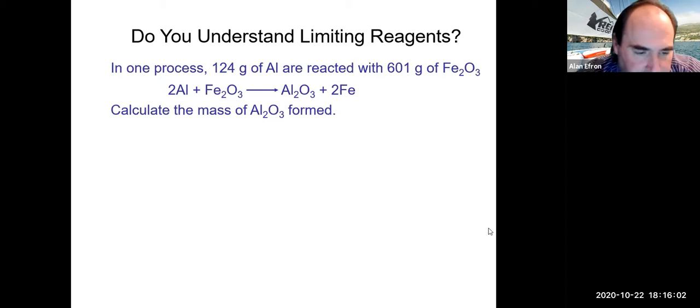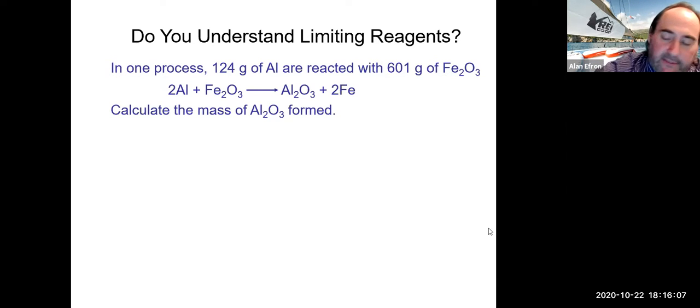All right, so the approach we're going to take when we do these sort of limiting reagent problems is what is sometimes referred to as an ICE table approach.